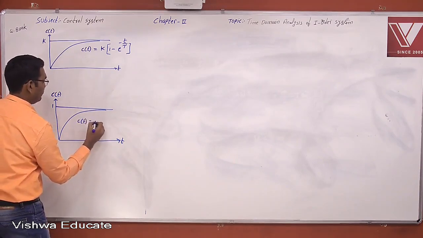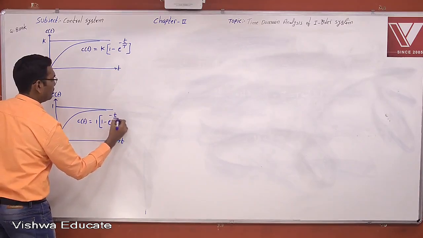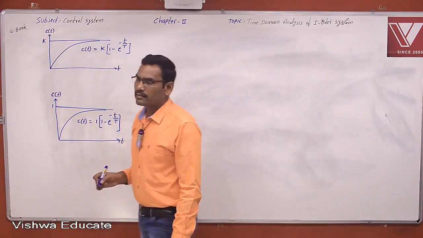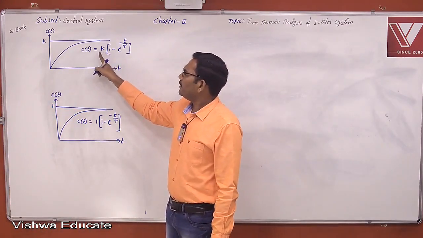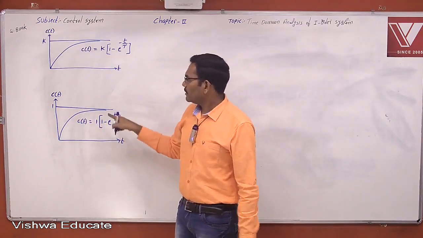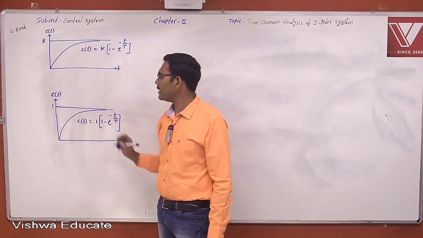Both will be same, if you observe clearly. What is the difference? The difference is, this is the standard first order unit step response because magnitude is constant and exactly equal to 1.